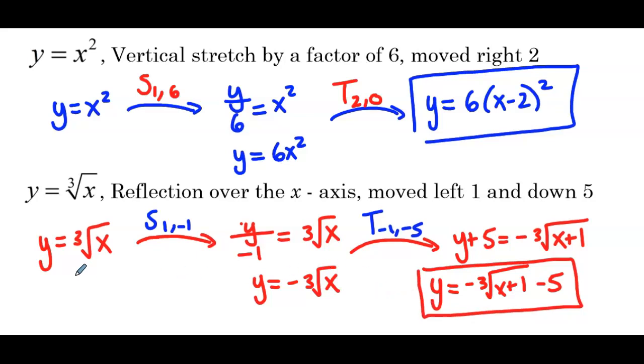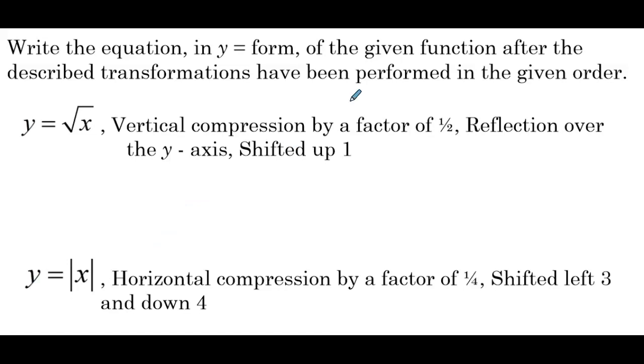Okay, not too bad. Same directions. Our function is y equals square root of x, and the transformations are a vertical compression by a factor of 1/2, a reflection over the y-axis, and we're going to shift up 1. So y equals square root of x. We can either do this in 3 steps, 1 for each transformation, or we could recognize that the vertical compression and the reflection, since they're consecutive, one after the other, we can do at once.